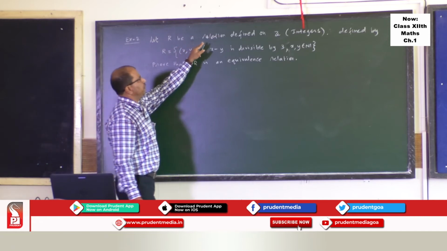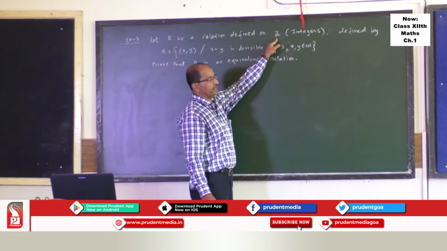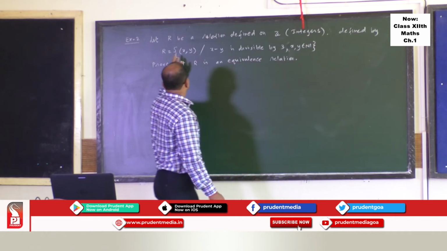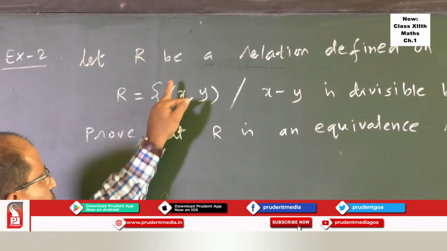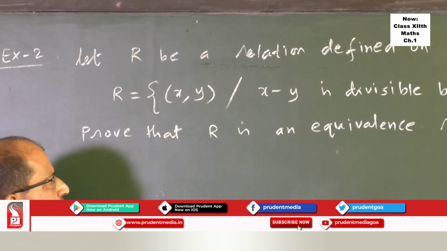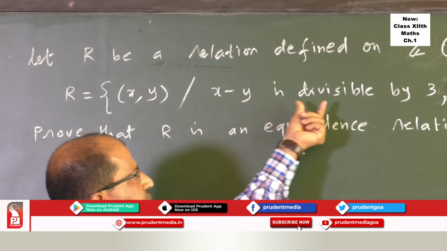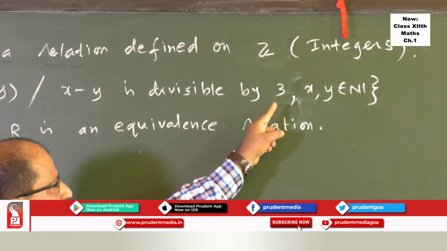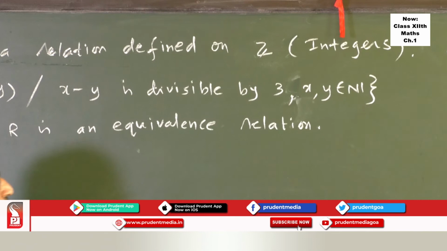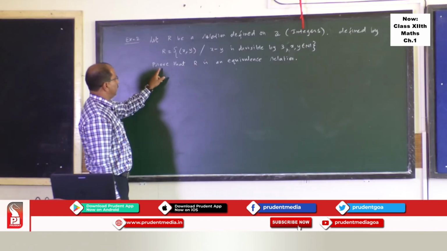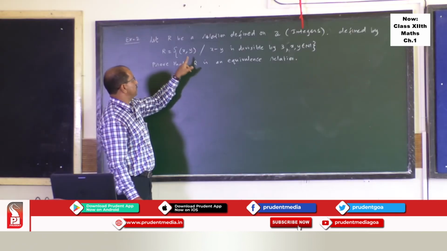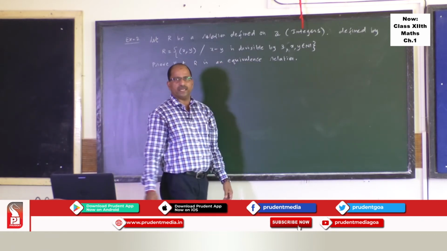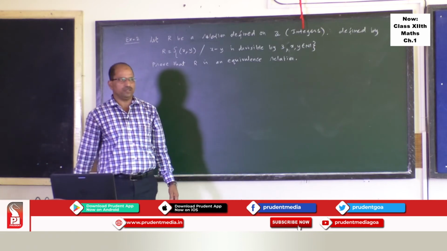Let R be a relation defined on Z, the set of integers, defined by R equal to all the ordered pairs x comma y such that x minus y is divisible by 3, and x, y belong to natural numbers. Prove that this relation R which we have defined here is an equivalence relation. So we will solve this problem on the board.